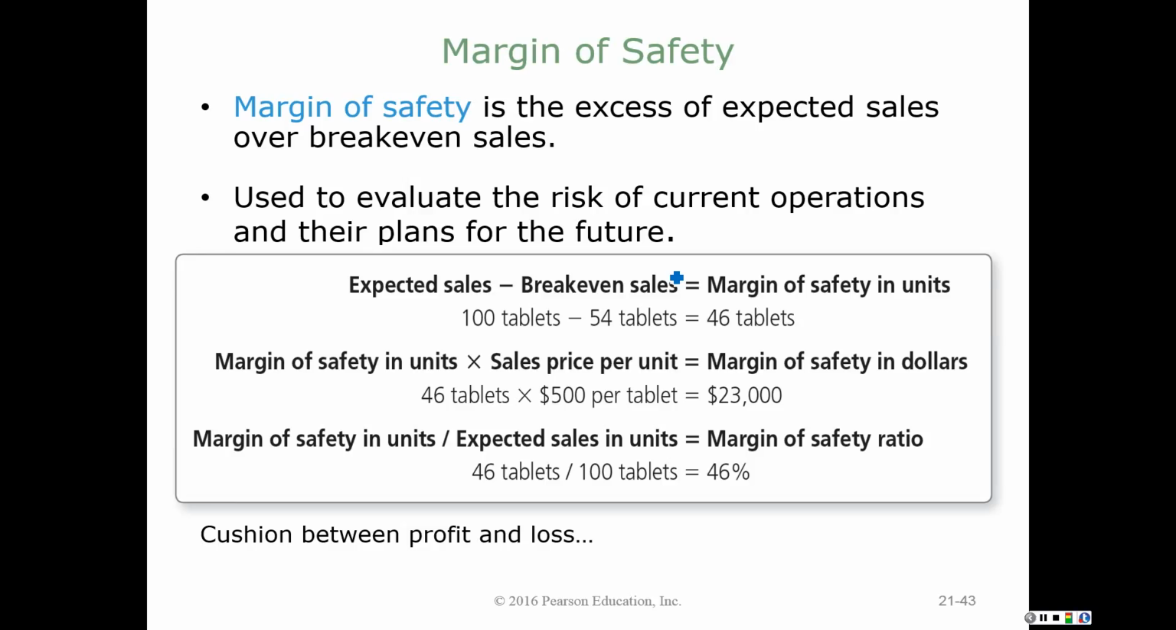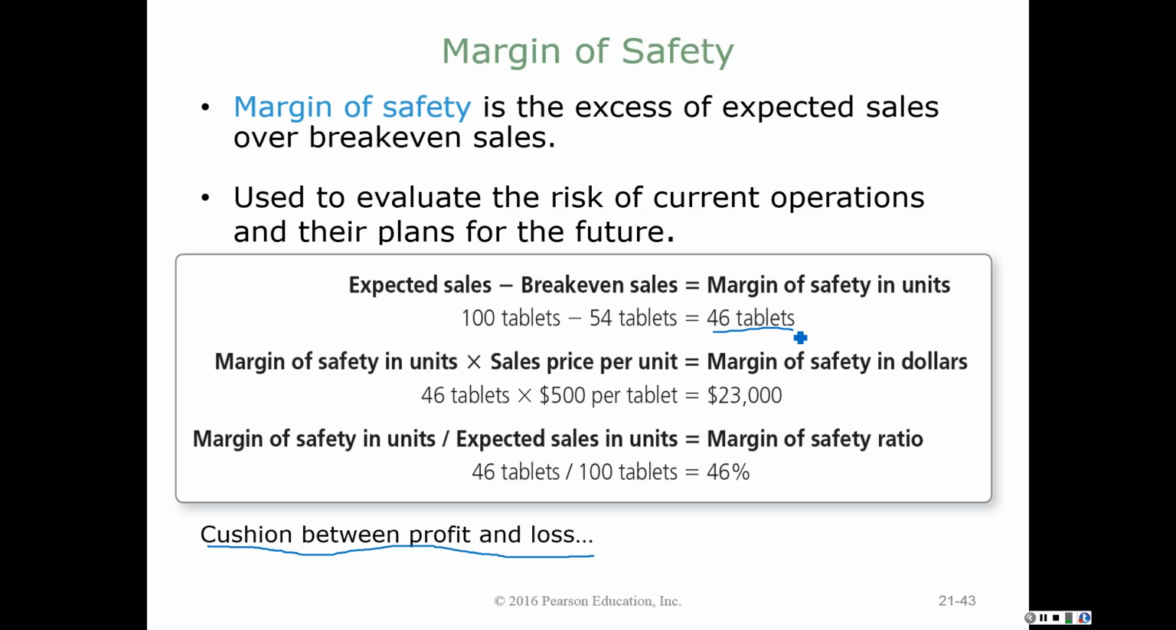All right, so margin of safety basically is the excess. That's what your text says here. The excess of expected sales over break-even sales. So basically, in layman's terms, it's the cushion between profit and loss. If we expected to sell 100 tablets, but we only needed 54 to break even, then that means our expected sales can decrease by 46 tablets before we are losing money.